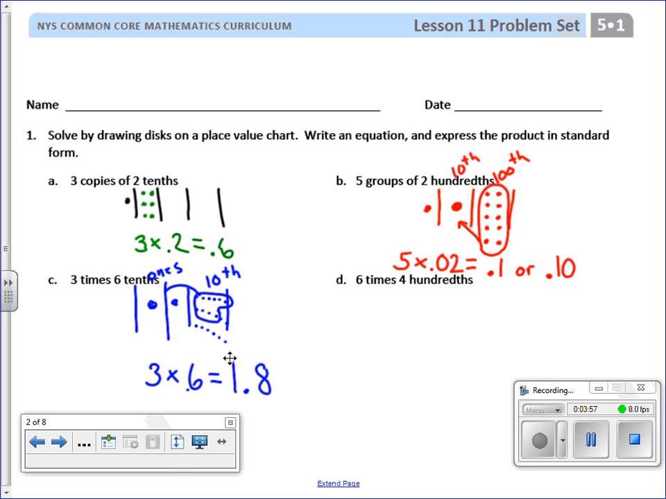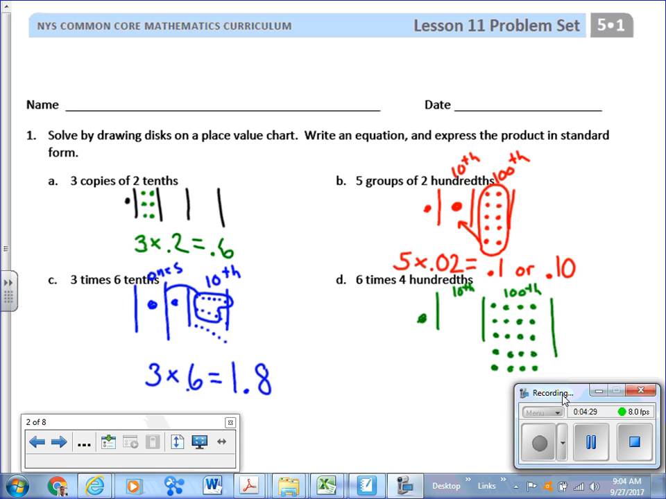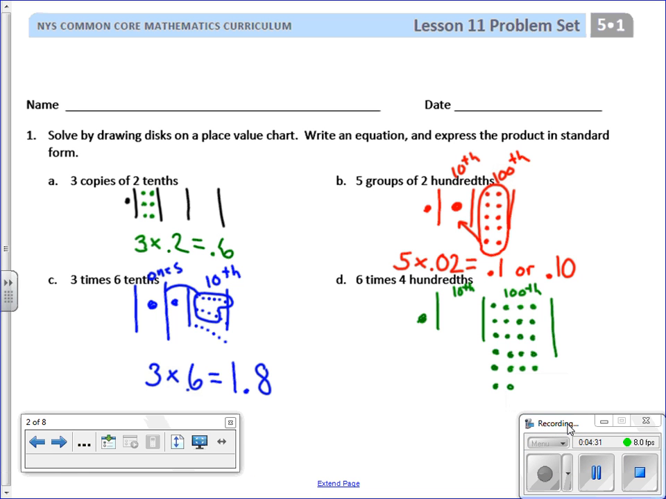Next one we have is 6 times 4 hundredths. So we got our decimal point, we have our tenths, we have our hundredths place. 6 times 4 hundredths means we need 6 copies of 4 hundredths. There's 1, 2, 3, 4, 1 copy, 2 copies, 3 copies, 4 copies, 5 copies, 6 copies. Remember, we can put them into groups of 10 now and move them 1 place to the left.